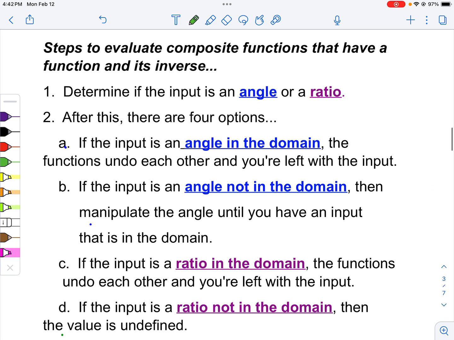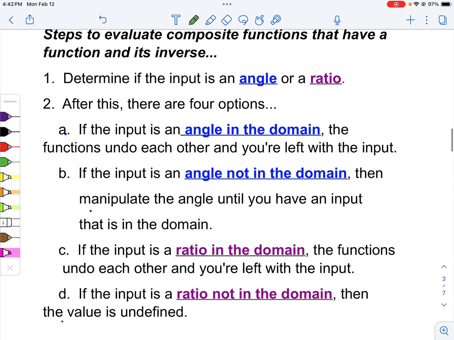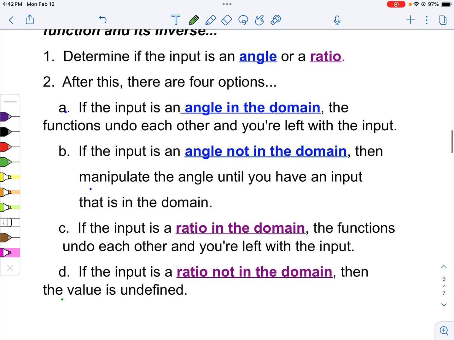All right, so we've got some steps to evaluate composite functions and their inverses. The first thing we have to do, like I was just mentioning, is determine if the input is either an angle or a ratio. After we figure out if it's an angle or a ratio, we basically have a few different options. If the input is an angle and it's in that restricted domain that we were just talking about, the two functions undo each other and we're left with that angle.